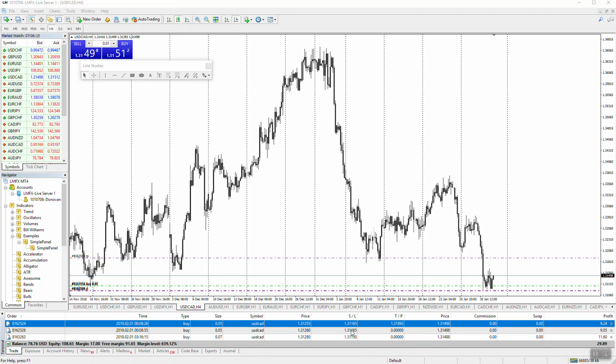Alright, in this video I'll try to touch on a couple things. We'll recap the double bottoms and double tops real quick, then move into the head and shoulders, and then maybe draw some support and resistance lines. So just to recap, double bottoms, double tops.